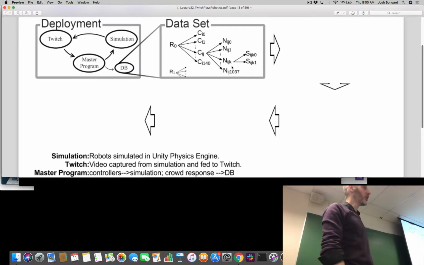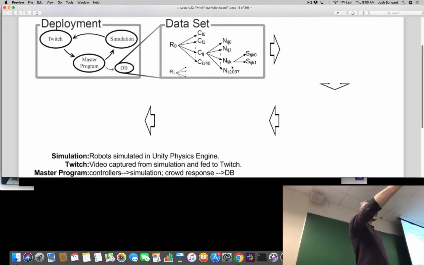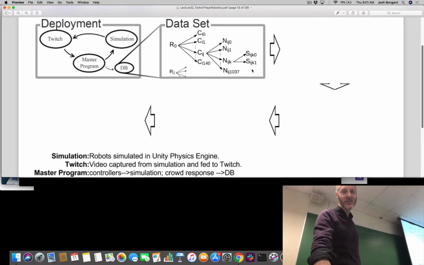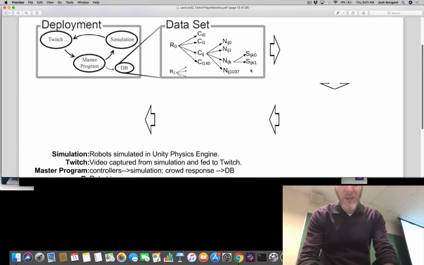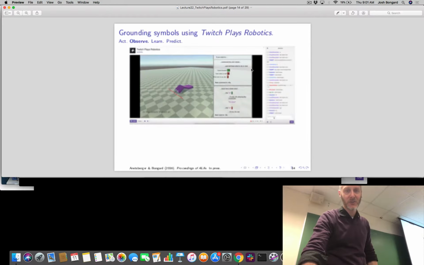Finally, for each controller Nijk, it may have collected 0 or more upvotes from the crowd. Yes, that controller, the kth controller, is causing the ith robot to obey the jth command. And the same controller may have collected 0 or more no votes. No, that robot is disobeying the jth command when running the kth controller. So Sijk0 is a single positive integer: how many no votes did that controller collect? Sijk1: how many positive votes did that controller collect? Okay, so that's the data set that we collected during this first phase.